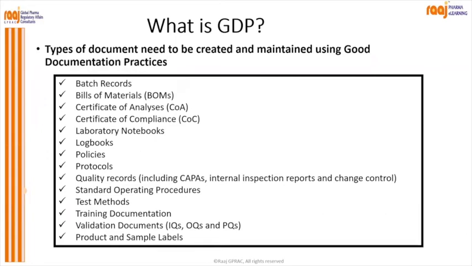And how you can maintain good documentation practice in your company purely depends on your company culture, your company quality policy, your vision, your mission. So right from top management, they should involve themselves in building a robust quality management system. And a robust quality management system happens when you have robust document control and a robust document management system.